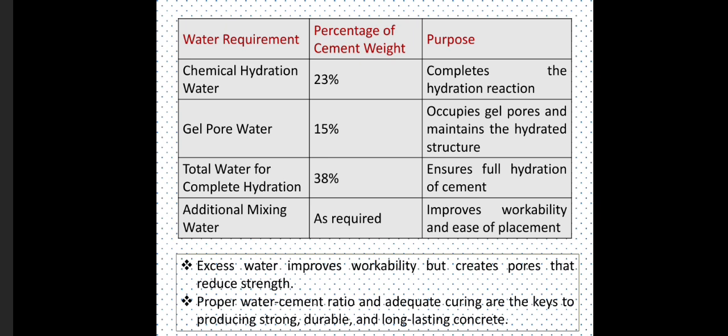On the other hand, using a lower water cement ratio along with proper compaction and curing produces concrete with a denser microstructure. Such concrete has higher strength, lower permeability, better durability, and greater resistance to chemical attack and corrosion.